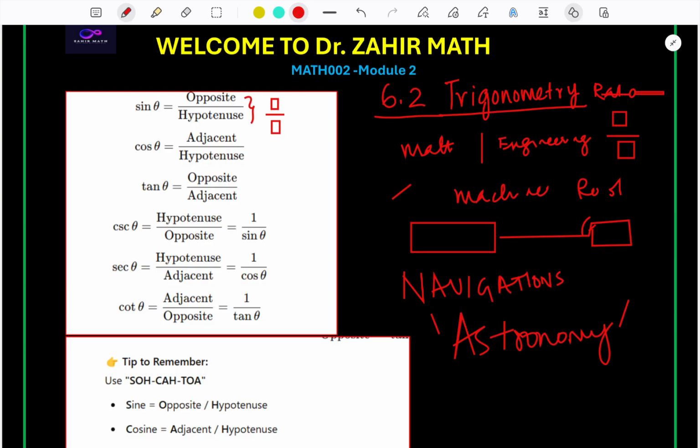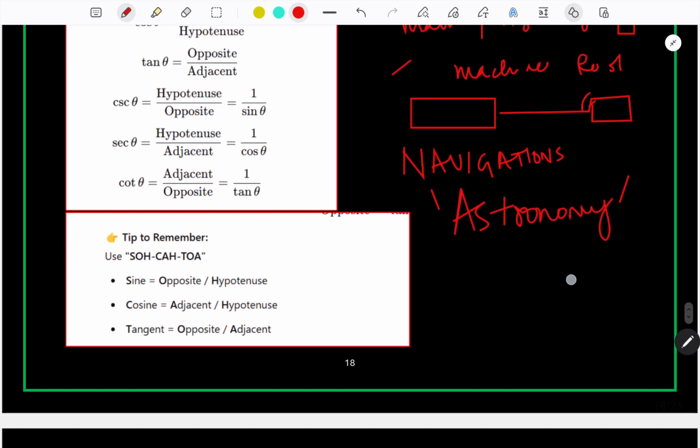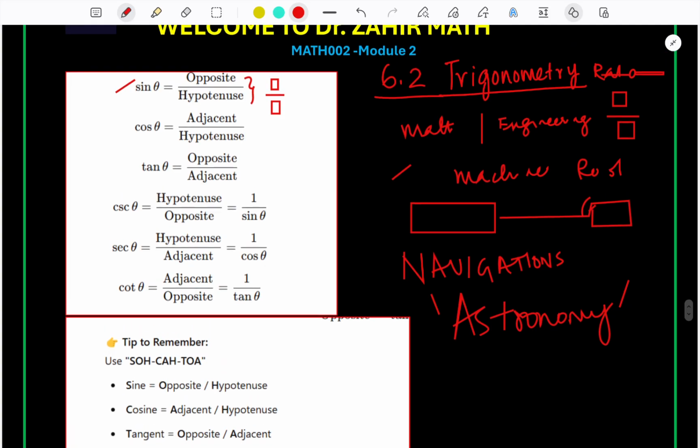day. Let's start with the first one, sine theta. Sine theta is opposite divided by hypotenuse. Before going to that, let me draw the figure of a right angle triangle. This is the right angle triangle. Right angle means one angle is 90 degrees, so this angle is 90 degrees. How many sides are there in this triangle? There are 3 sides.